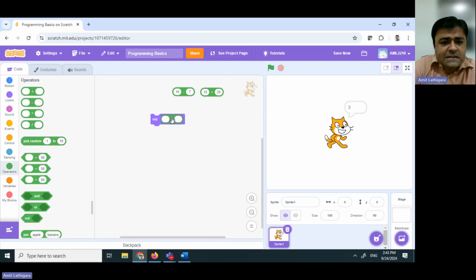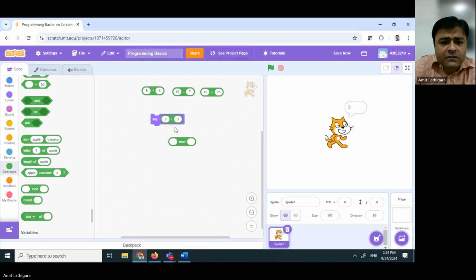Subtraction, then multiplication. So let's have 5 and 8. Expected answer is 40. So answer is 40 here. Then let's have division. Say 9 divided by 3. Quotient is 3.